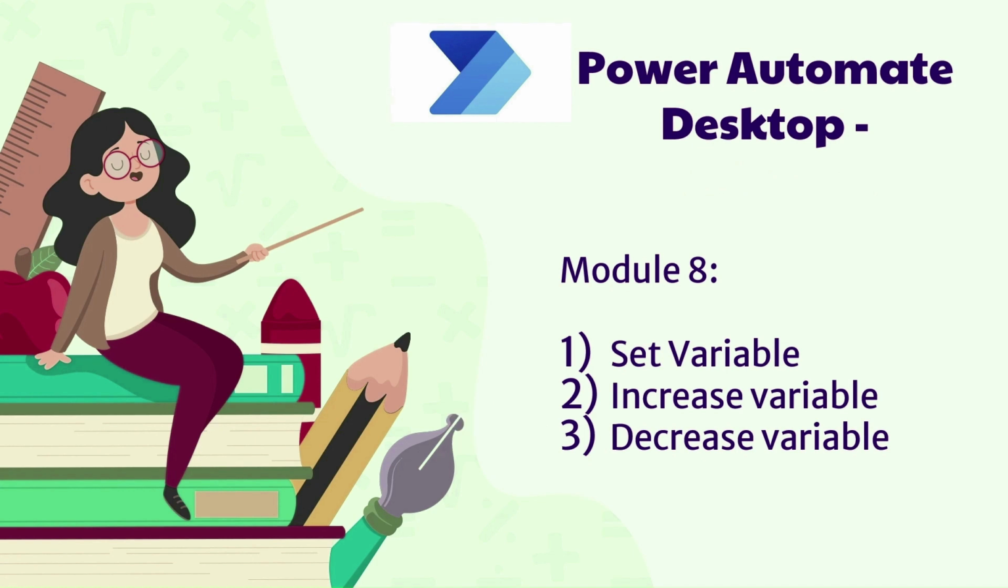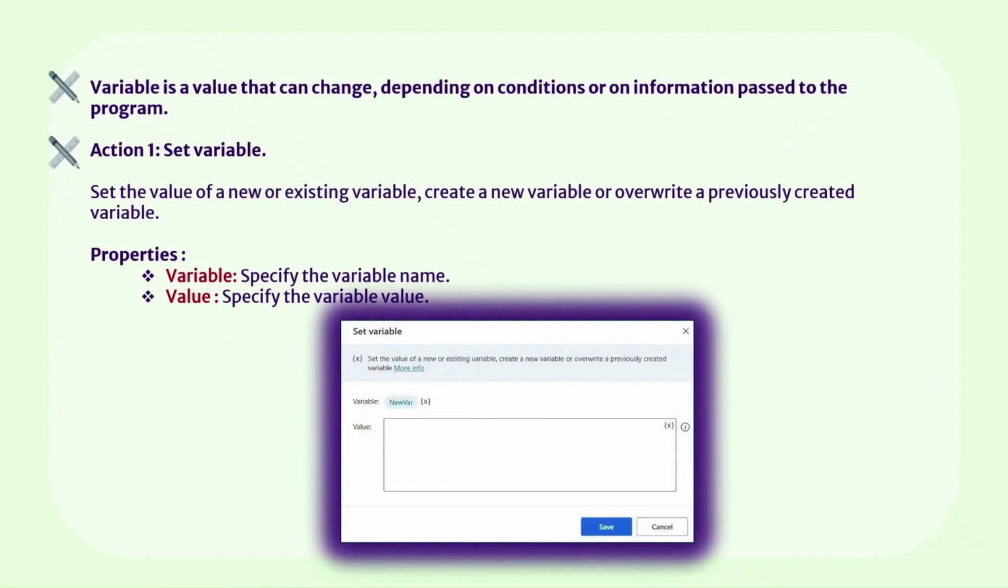Let's start with our first action, which is set variable. Now, as the name suggests, it sets the value of a new or existing variable, which means it will either create a new variable or it will override a previously created variable. It has two properties. First is the variable, wherein we have to specify the variable name, and second is the value, wherein we have to give some value to it.